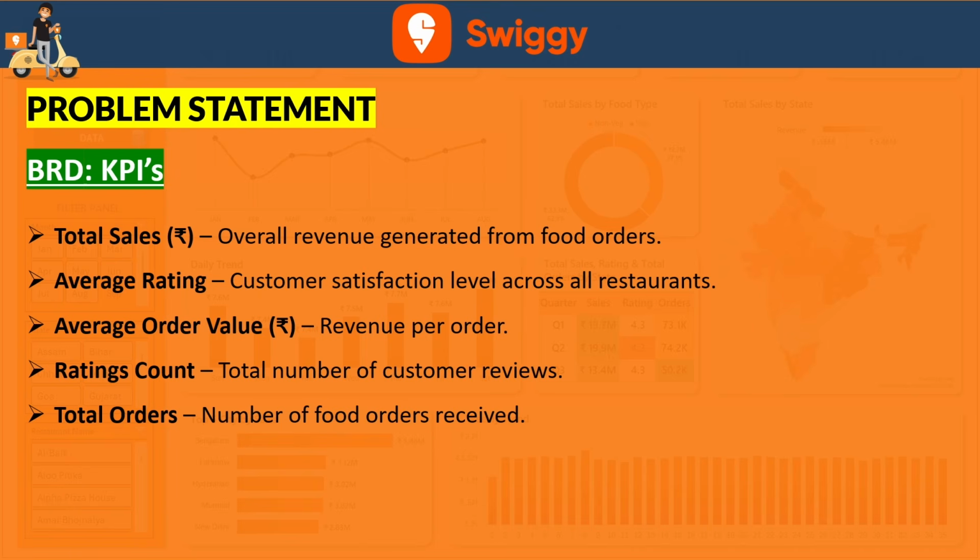Then we are also going to find out the rating count. It is nothing but the number of customer reviews. How many customers have provided reviews for those orders or for those restaurants, right? Then we are also going to find out the total orders, nothing but the number of food orders which have been received, and that we are also going to find out, right? So this is the total of the KPIs that we are going to find out, the five important KPIs in this particular project. So this is all about KPIs.